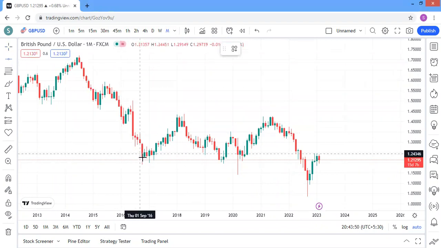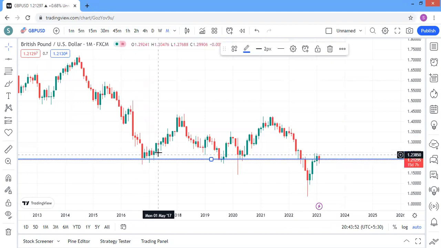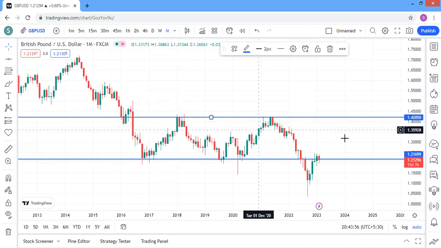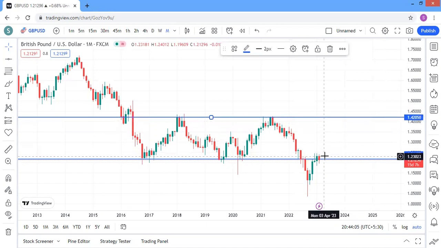So the first thing that I'm going to show you is I want to mark this point, and I'm going to explain to you why I'm marking those zones. We have this zone of this price 1.21699. Then we also have this zone 1.422050, okay? Those are very important zones, okay?